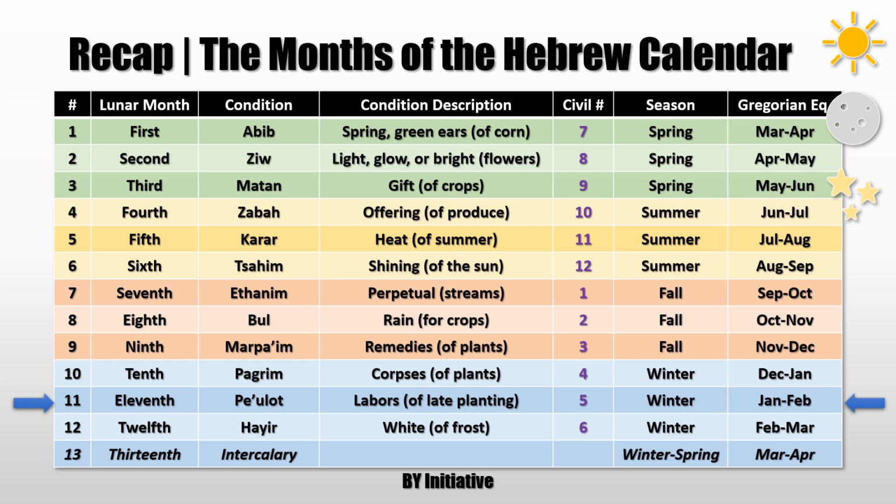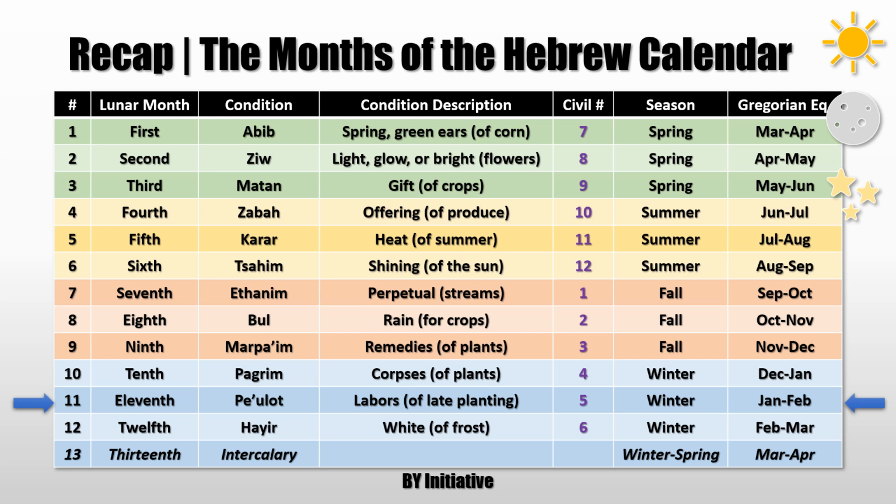And a recap of the months of the Hebrew calendar. Each month was actually a lunar month, and we're focusing on the 11th month in this video. The official names for the months of the Hebrew calendars were ordinal numbers, such as first month, second month, third month, fourth month, etc. They were given an informal name, which was a description of the condition prevailing during that month. The informal name given for the 11th month was Peulot, which means labors in the context of late planting.